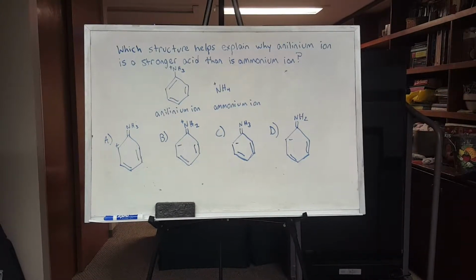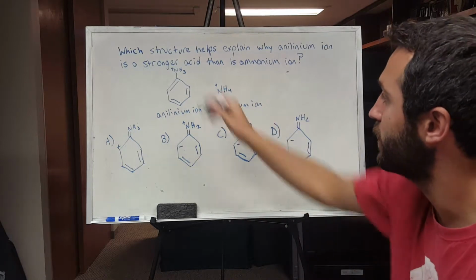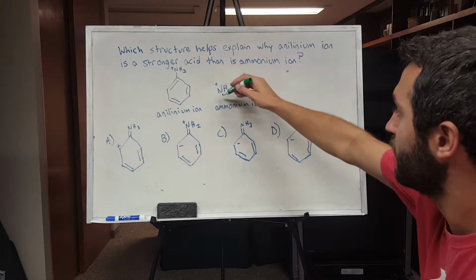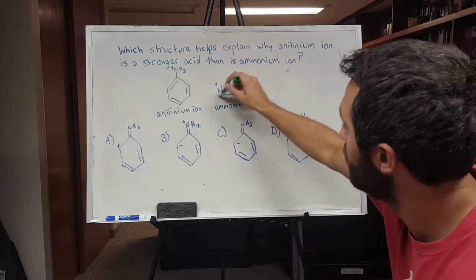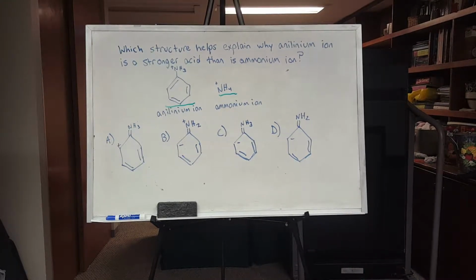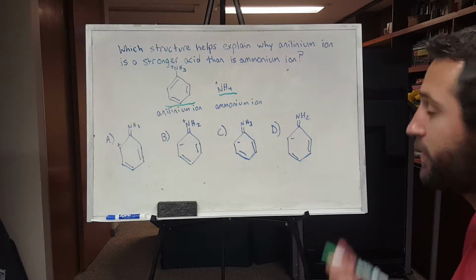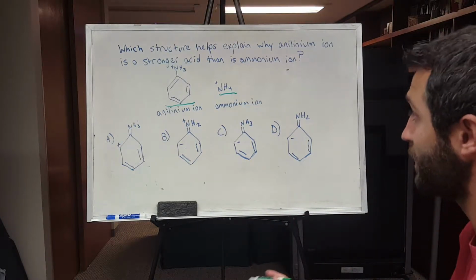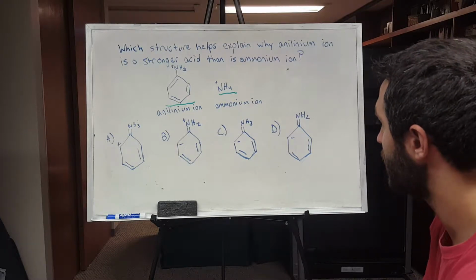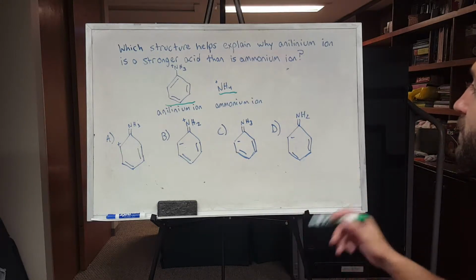Which structure helps explain why the anilinium ion, shown here, is a stronger acid than the ammonium ion over here? It's good they just give us something like aniline, so you don't have to be able to draw the aniline ion in order to determine this problem. It's given to us. So usually ACS won't trip you up on stuff like that. So how do we determine the strength of an acid?